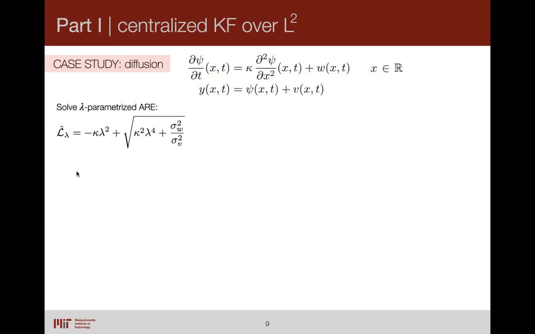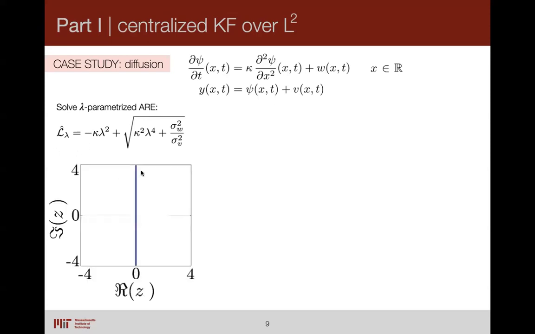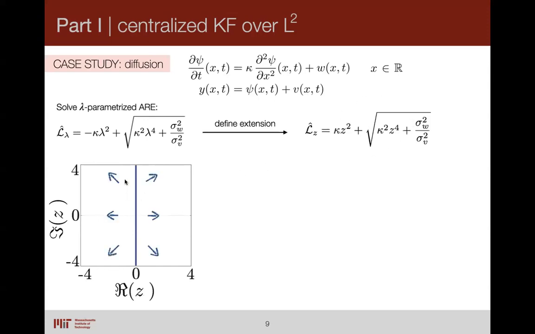What you can do is get the symbol of your Kalman gain from the Riccati equation, as I showed you earlier, where this lambda squared over here comes from the fact that we have a second order differential operator, and the sigmas denote the variances of the respective noises in the process and measurement noise. This function has as domain the imaginary axis in the complex plane. So what we will do now is define the extension. The idea is that from the imaginary axis, you extend the definition of this function towards the complex plane.